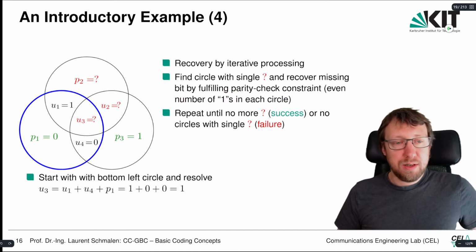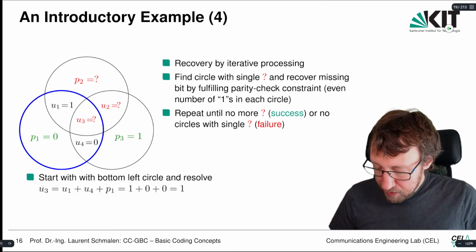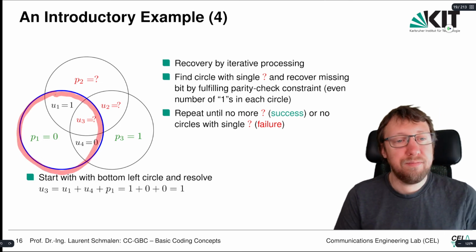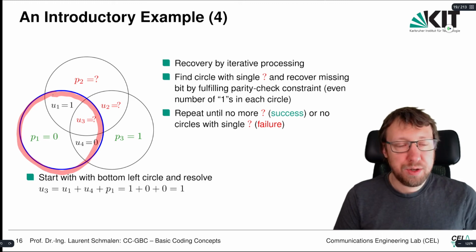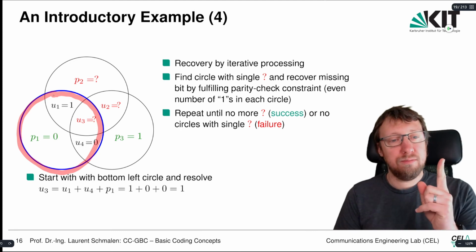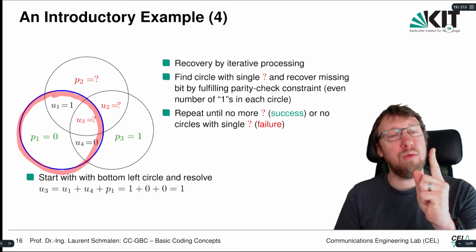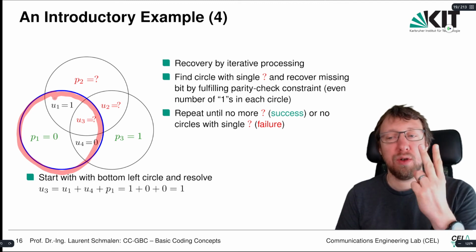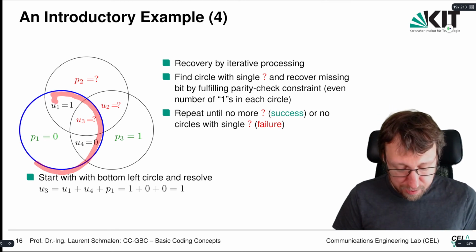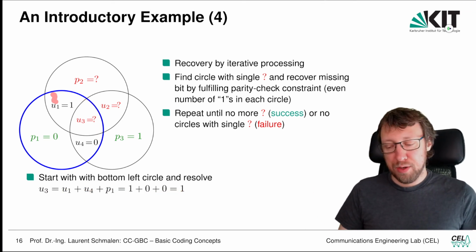So we're looking at the first circle, the one on the bottom left. We see this circle has a single question mark. It's U3. So we can recover it by looking at the number of ones. We have U1 is equal to 1, U4 is equal to 0, P1 is equal to 0. So we only have a single 1, so U3 must be equal to 1 in order to have 2 ones, an even number. So we can recover U3 is equal to 1. We have recovered already our first bit.